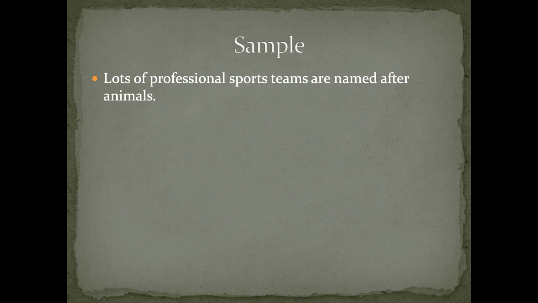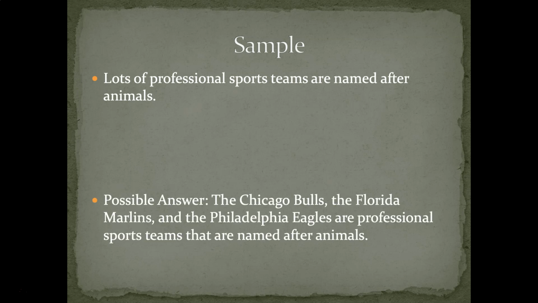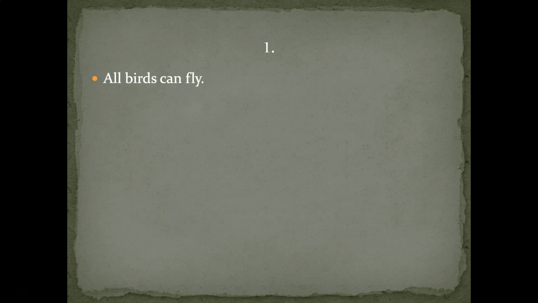So, here's the sample example. Lots of professional sports teams are named after animals. So, what might be some examples here? A few examples. The Chicago Bulls, the Florida Marlins, the Philadelphia Eagles. These are all professional sports teams that are named after animals.